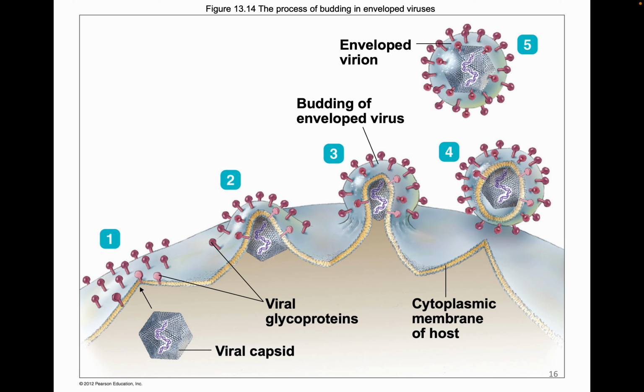So here's an example of budding. We have a newly formed viral capsid inside the cell. It pushes up on the cell membrane and is coated with membrane and viral glycoproteins. And it begins to bud off. It pushes up and up, membrane encloses around it, and eventually it leaves the cell as a fully enveloped virion.